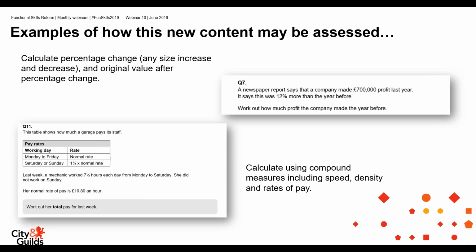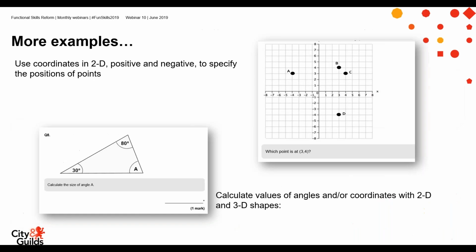Again, to give some examples of how this new content might be assessed, these just happen to be the examples from the first sample paper that we produced. You just have these examples here. And again, a couple more. Again, they're illustrating the angles and the coordinates. Clearly you can see from this question some examples of how they might be assessed.